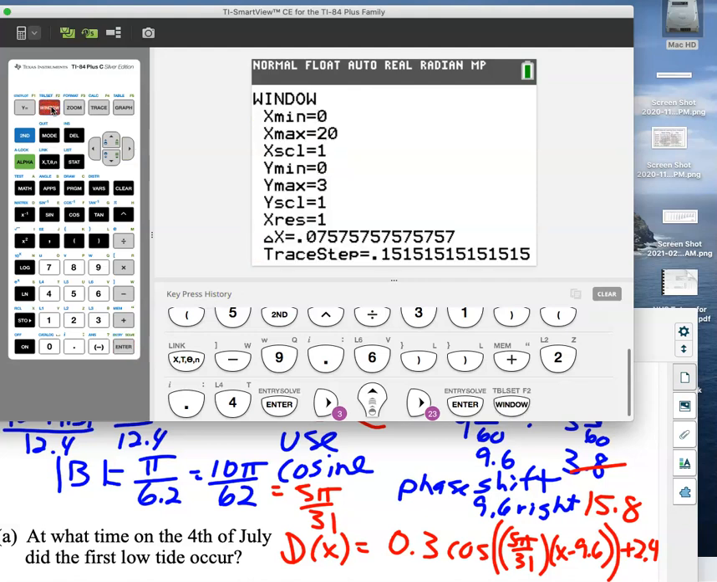Well, let's see. They gave us information about 9.6 hours. Then we had that other one hanging out there with 15. So when I was setting up my window a little bit earlier today, I just went with 20. 0 to 30 would be good too. We just want to see enough of the day. But the y's, remember the top of this curve was at 2.7. So 0 to 3 will be just fine for what we need.